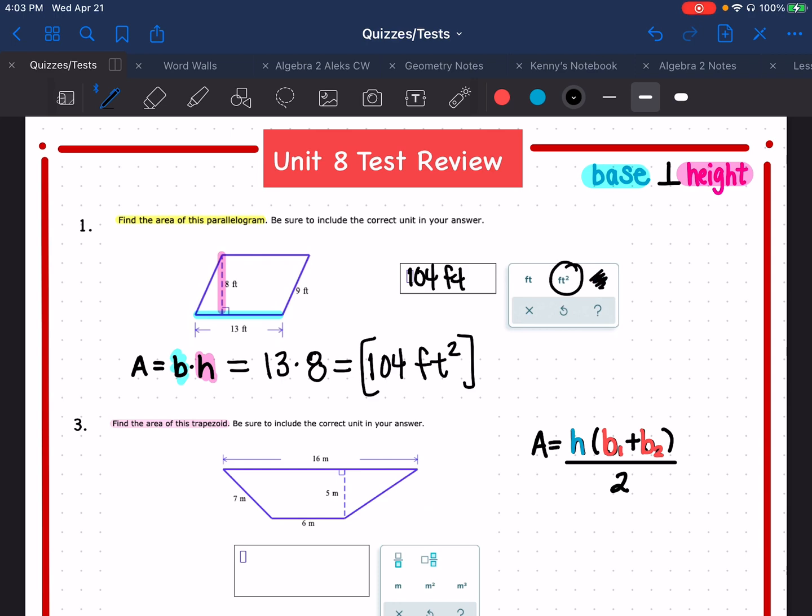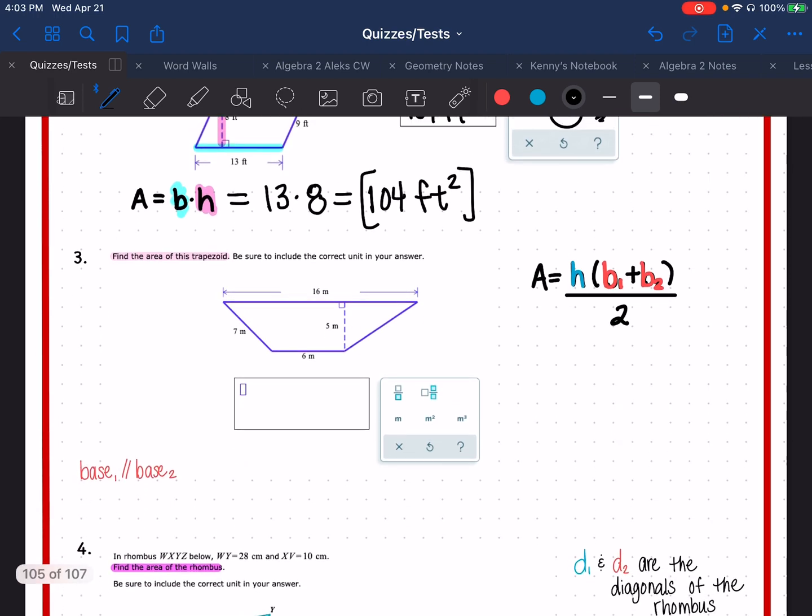Remember that you're never going to use the cubic unit. You're only going to use feet or feet squared. All right, moving on to question number 2.